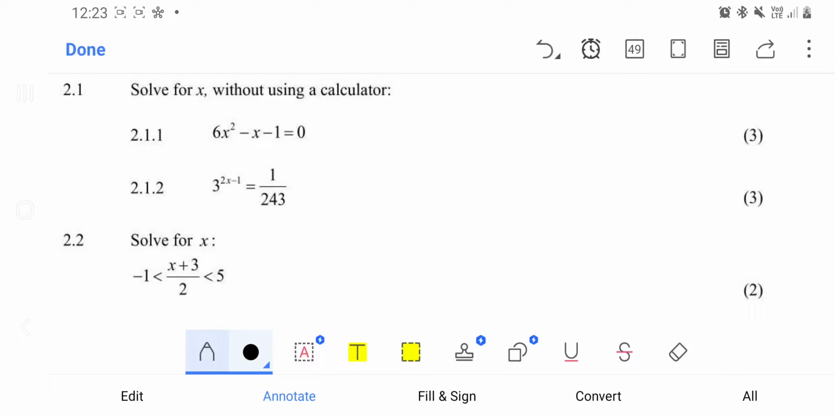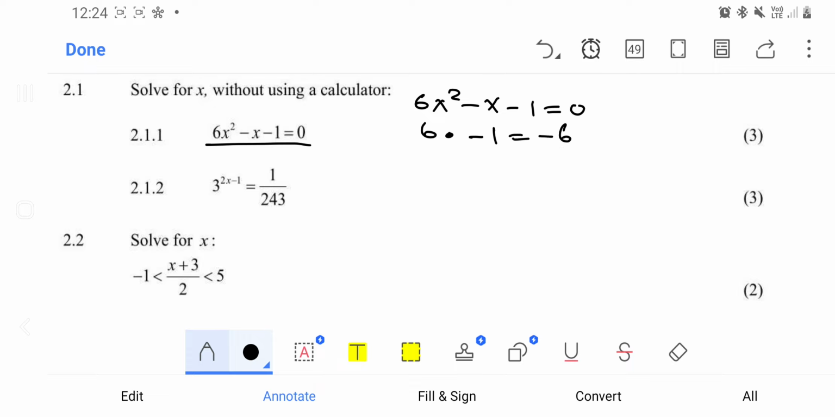2.1 Solve for x without using a calculator. We have 6x squared minus x minus 1 is equal to 0. So we have a quadratic equation. So we focus on the coefficient of the x squared term, which is 6. We multiply it by the constant, which is -1.